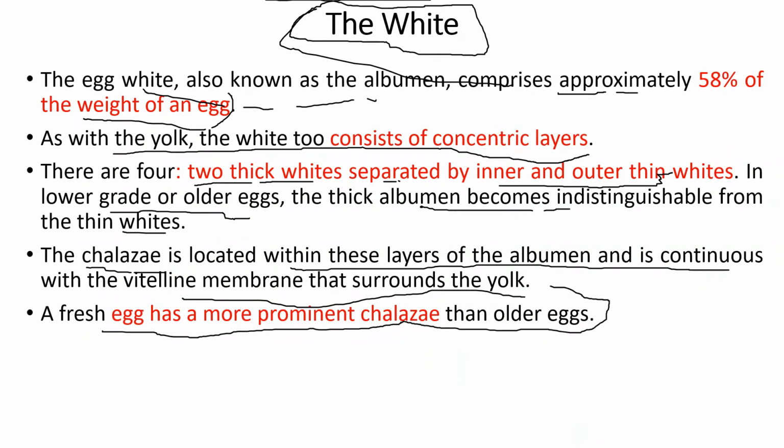Yes, this is very much true. So we will find everything in a fresh egg. We'll find a prominent chalazi cord. We'll get to see the clear concentric layers for both the egg whites and the yolk, and that does not happen when the egg ages.